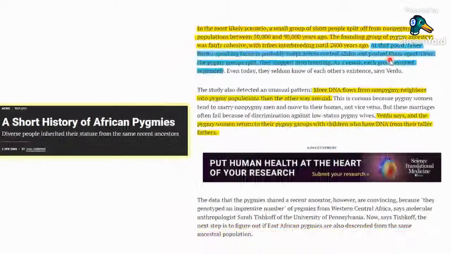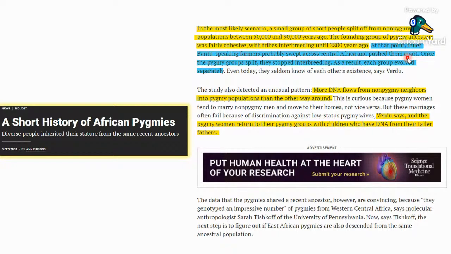It says, in the most likely scenario, a small group of short people split off from non-pygmy populations between 5,000 to 9,000 years ago. The founding group of pygmy ancestors was fairly cohesive, with tribes interbreeding until 2,800 years ago. At that point, taller Bantu-speaking farmers probably swept across Central Africa and pushed them apart. This is how we know Bantus are not native to West Africa. This is how we know Pygmies are the native people to West Africa, because they were actually pushed out of West and Central Africa by these Bantus.